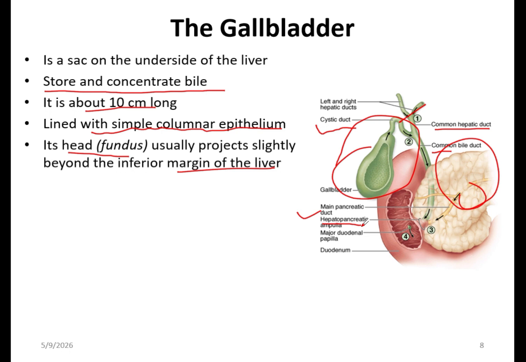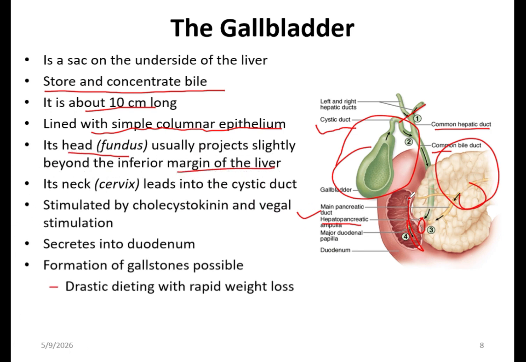This region is known as the ampulla of Vater. Also, a sphincter is present here, and this sphincter is known as the sphincter of Oddi. Finally, it opens into the duodenum. So this is the concept here.